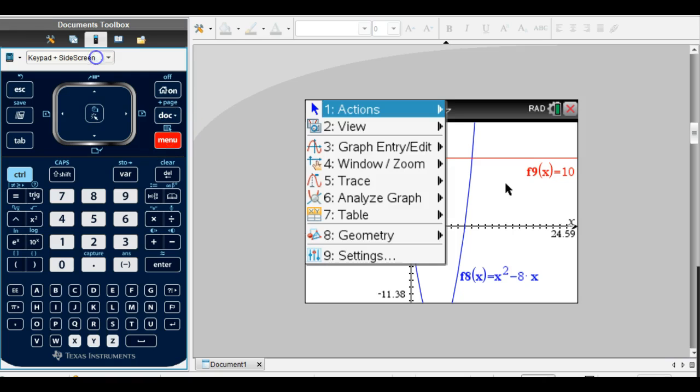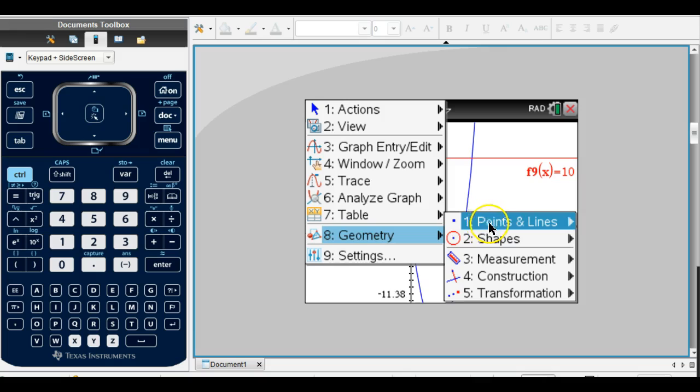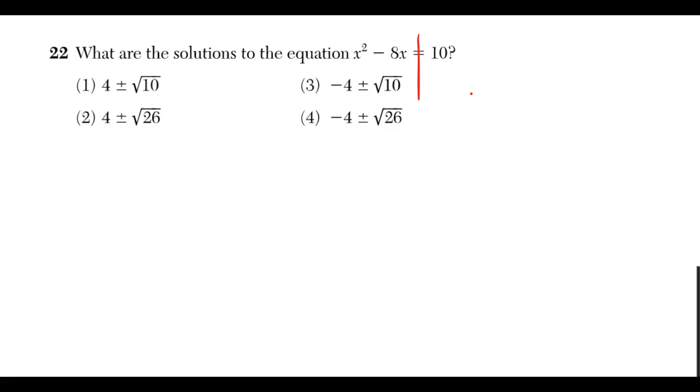Now I've got to find the intersection of those two graphs, so I'm going to go to Geometry, Points and Lines, Intersection, click on my two graphs, and what I find out is the solutions are negative 1.1 and 9.1. X equals negative 1.1 and 9.1. So I'm going to write that down here because neither one of those is among my four choices.